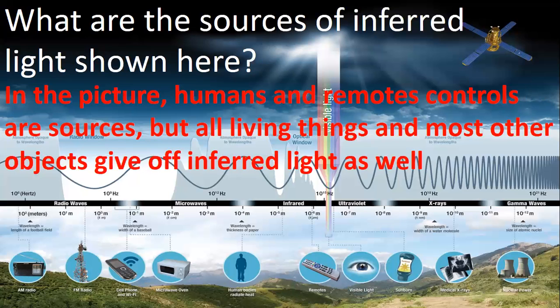Well, that's kind of surprising. We actually give off infrared light? Well, remember, infrared light is heat energy. Do you give off heat energy? Well, of course you do. And most other objects and living things do as well. So we are sources of infrared light.